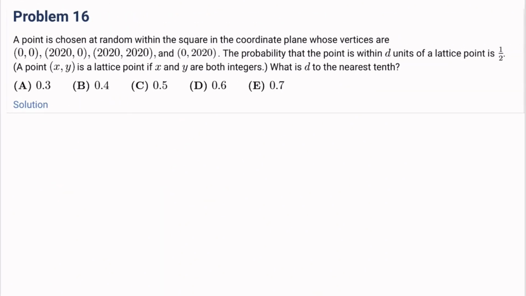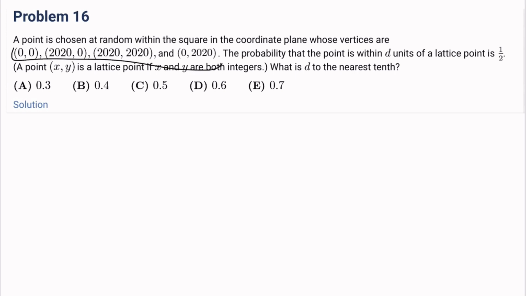Number 16. A point is chosen at random within the square in the coordinate plane whose vertices are (0, 0), (2020, 0), (2020, 2020), and (0, 2020). The probability that the point is within d units of a lattice point is 1/2. A point (x, y) is a lattice point if x and y are both integers. What is d to the nearest tenth? Right. Okay.